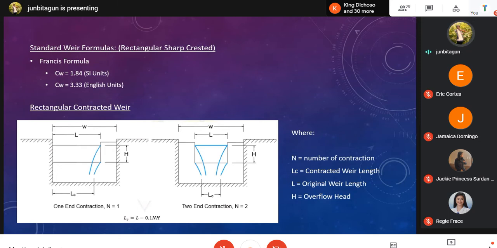So, nakikita nyo sa baba, yung contracted weir naman. No? What if yung L natin ay one-end contraction, tapos yung isa two-end contraction naman siya. So, ganun lang. Pag one-end contraction, your N or the number of contraction is equal to 1. Malamang kasi 1 lang naman, di ba? As two-end contraction, the number of contraction is 2. So, N will be 2. Then, the formula here, kukunin natin guys kasi yung Lc. Yan yung kukunin natin na value para dun sa equation natin ng weir. No? So, Lc is equal to yung L na length or yun na nga yung original na length ng ating weir minus 0.1 times yung number of contraction times yung overflow head. And that is now your Lc, which is gagamitin mo sa equations mamaya.